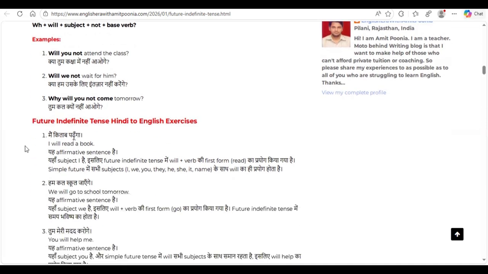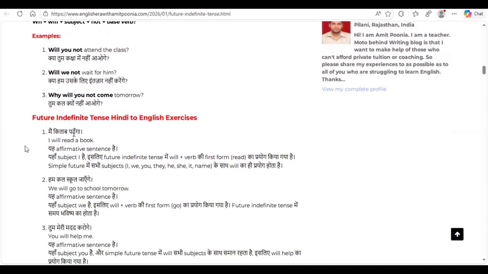Some negative interrogative sentences. क्या तुम कक्षा में नहीं आओगे? You know दोस्तों that क्या is coming at the start of the sentence, which means the answer of the question will be yes or no, then it will start with an auxiliary verb. And in future indefinite, we use will as an auxiliary verb. Then there will be the subject you, and we will put not between the subject and the main verb.